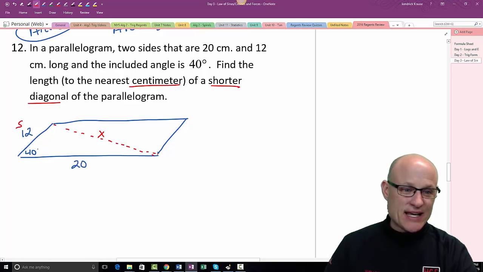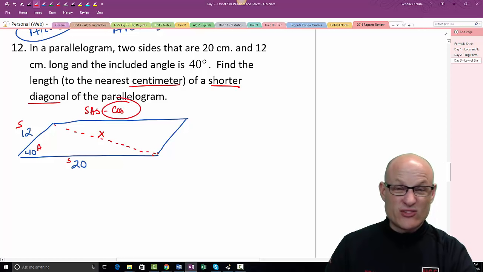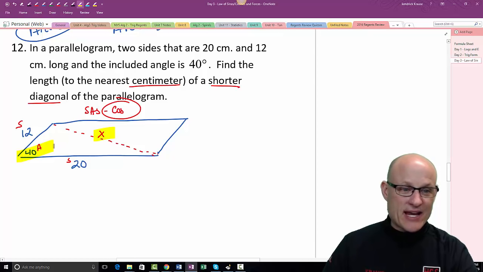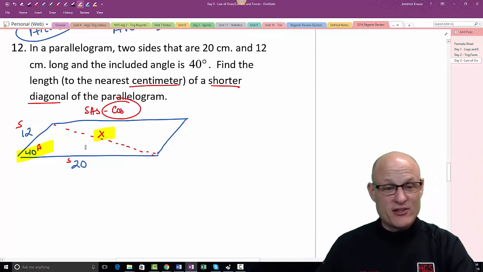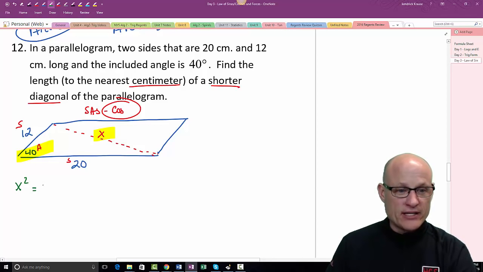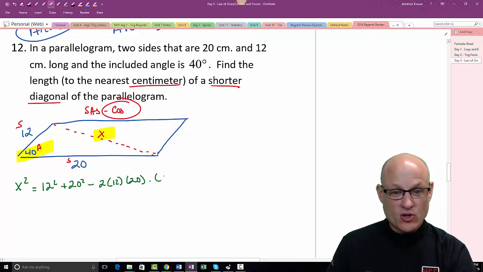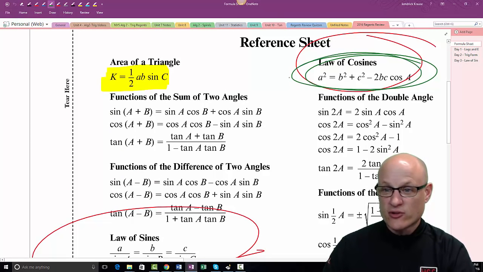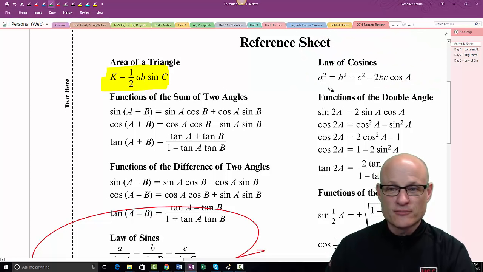I have side, angle, side. And anytime I have side, angle, side, that's a law of cosines, which is nice because it's easy to find a side using the law of cosines. Remember that the thing you're looking for and the angle opposite have to go on the outsides of this law of cosines. That's just how it works. So we're going to start with x squared equal to 12 squared plus 20 squared minus 2 times 12 times 20 times the cosine of 40. That's just the law of cosines. You don't have to have it memorized. You just have to know where to find it. It's right there.